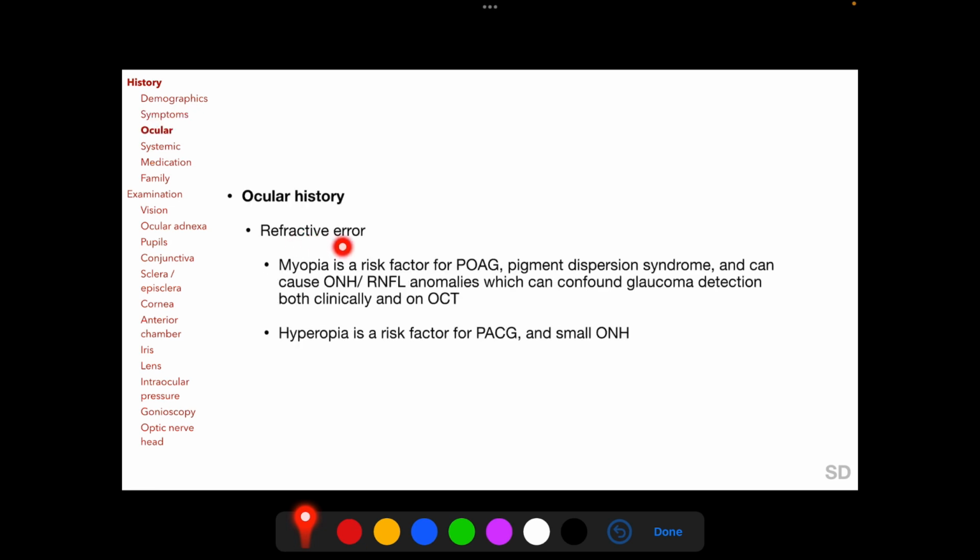Inquiring about the refractive error of the patient is important because myopia is a risk factor for primary open angle glaucoma and pigment dispersion syndrome, and myopia can cause optic nerve and retinal nerve fiber layer anomalies which can confound glaucoma detection both clinically and on OCT. Hyperopia is a risk factor for primary angle closure glaucoma, and since hyperopic patients have a small optic nerve, a relatively small optic cup can signify glaucoma.